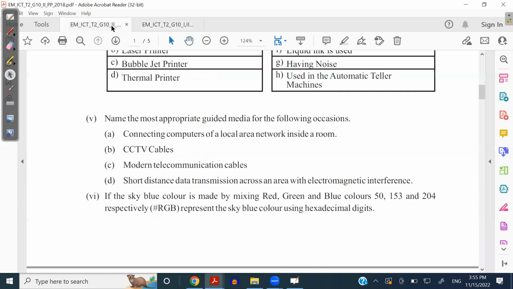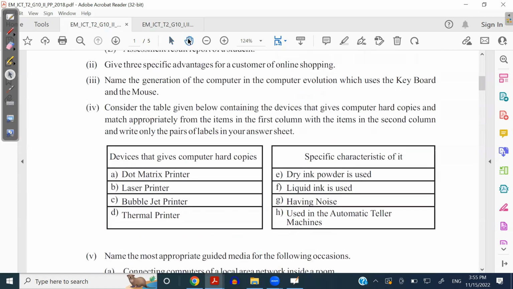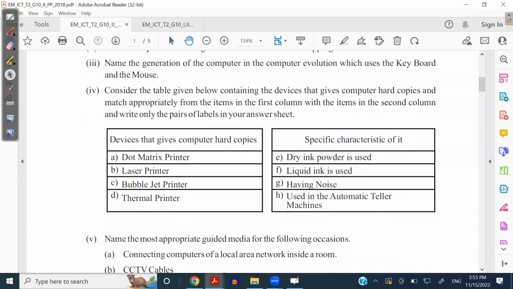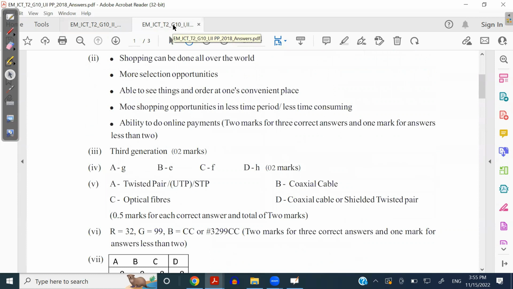Okay, so the next question that they are asking about, what do we have here? Third one, name the generation of the computer in the computer evolution which uses the keyboard and the mouse. It's the third generation, right? So in the third generation, they had the keyboard and the mouse. So 2 marks for that. In the previous question, they were asking two facts, so you're going to have 1 mark for one particular answer. So 1 into 2. Here, it's just 2 marks straight away.